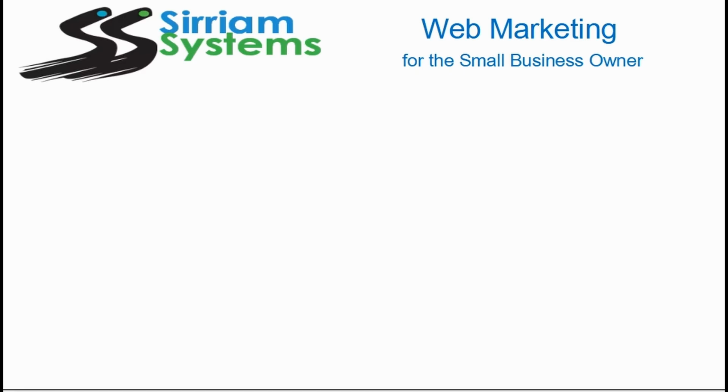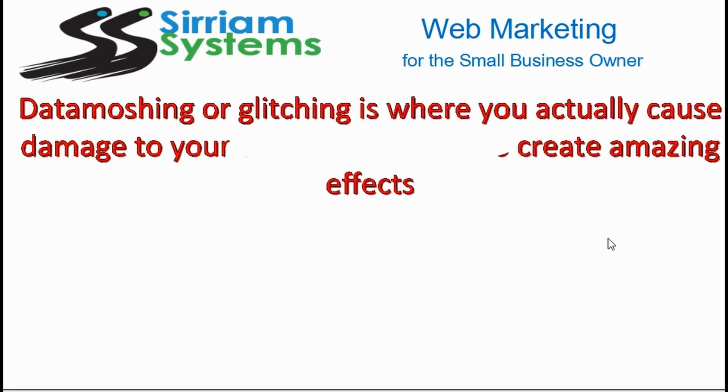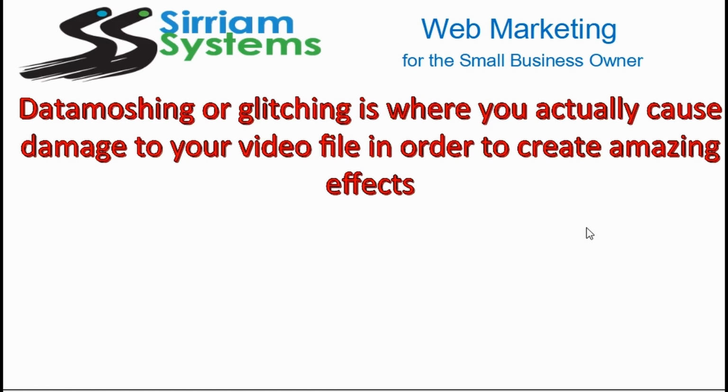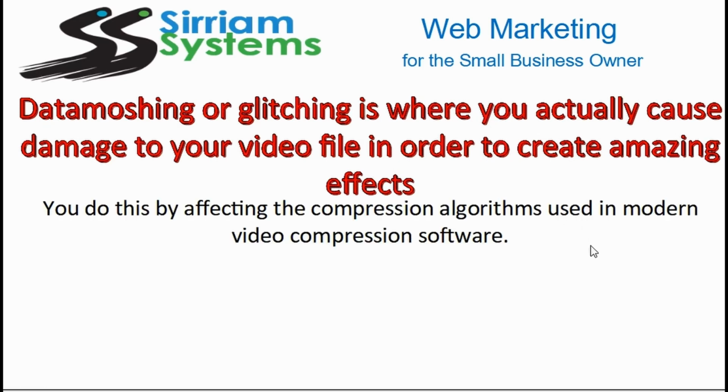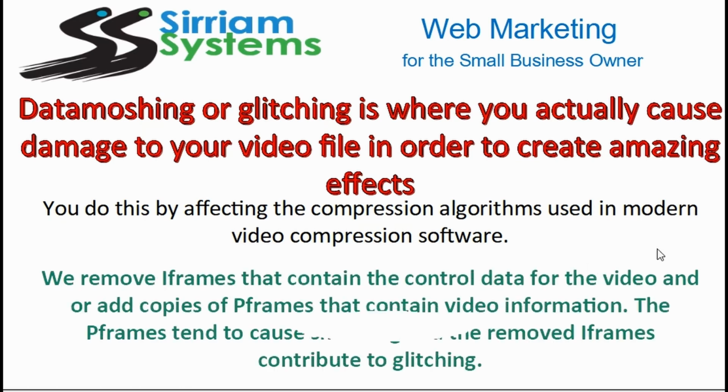This is a brief introduction to how to Datamosh with Avidemux. Datamoshing, or glitching, is where you actually cause damage to the video file in order to create interesting effects. You do this by affecting the compression algorithms used in modern video compression software.